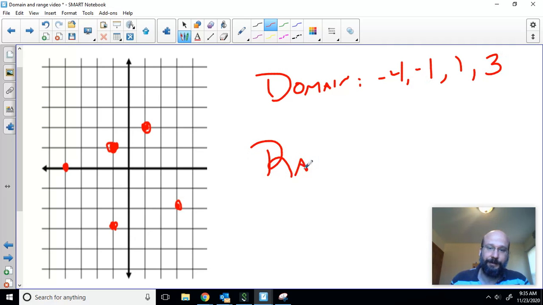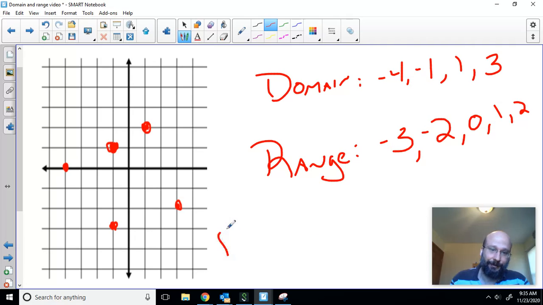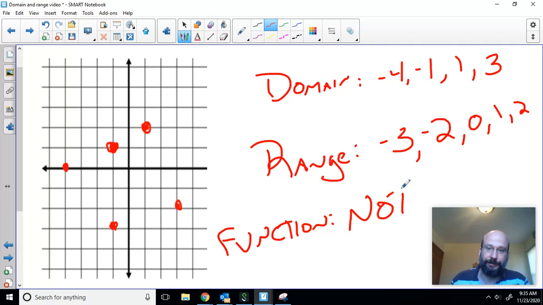So my range for these points, now I'm going to look at the y value. This one is -3. This one is -2. So the y values for these points are 0, 1, and 2. And again, I should notice when I got those x values that there are 2 points on the same x. So that means it's not a function.